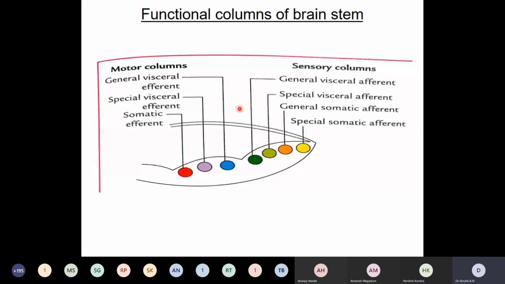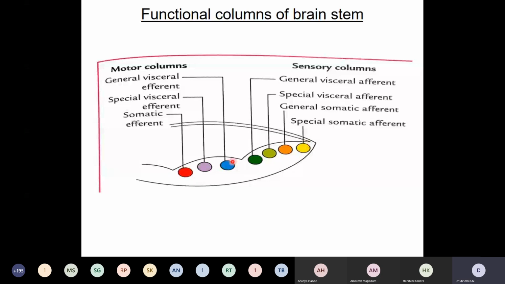Just above this, it was like this, right? They were vertically situated. Because of the flattening of the rhombic lip, the alar lamina comes and lies on the lateral aspect of the basal lamina. Okay. So in this, you see, in the brain stem, you get 7 functional columns.